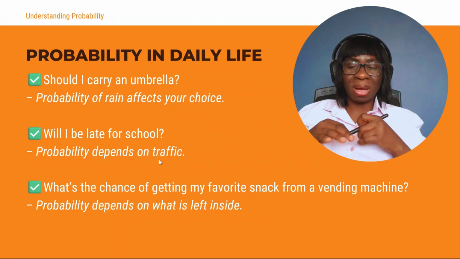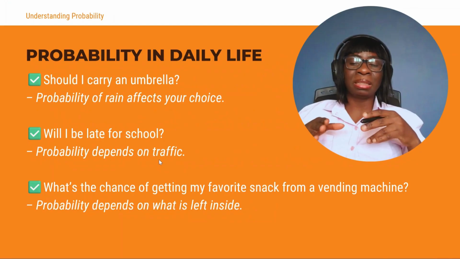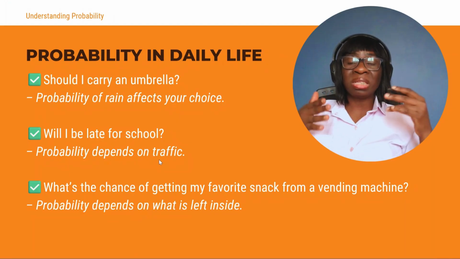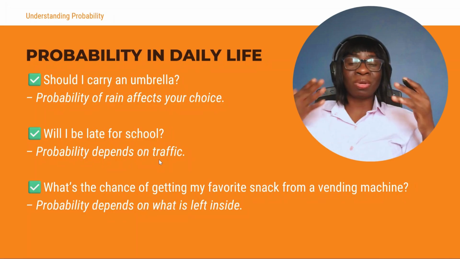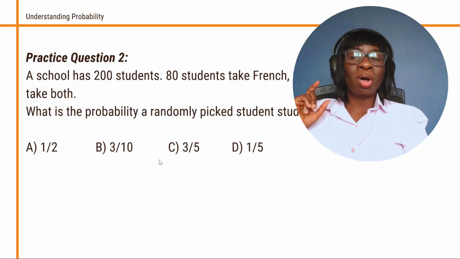We also use probability for things like: what's the chance of getting my favorite snack from a vending machine? Probability depends on what is left inside the machine. So that will determine if you will be able to get your favorite snacks from the vending machine or not.